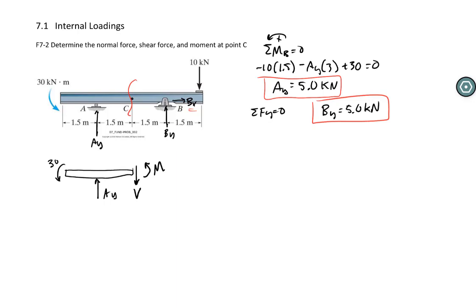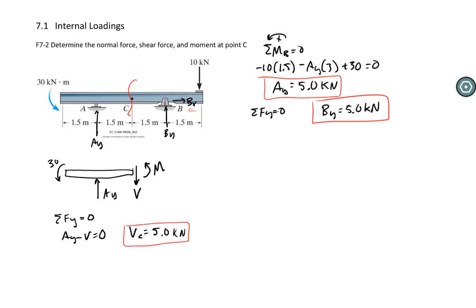All right, and again, I've drawn the shear as a positive going down on the left side, and I've drawn the moment as a positive in the counterclockwise direction on the left-hand side. By our conventions, that's what we have to start with. So let's see that. Sum of the forces in the Y is equal to 0. I've got AY minus shear is equal to 0. So shear here, V at C, is equal to 5 kilonewtons.